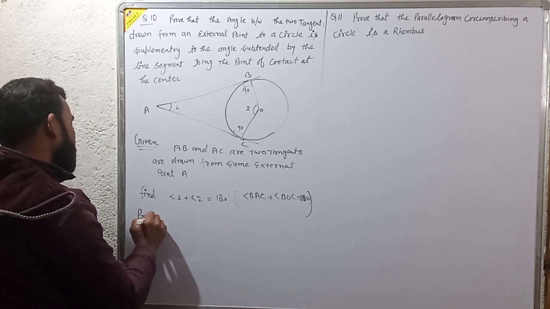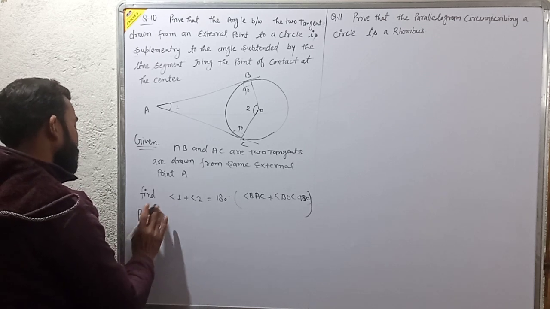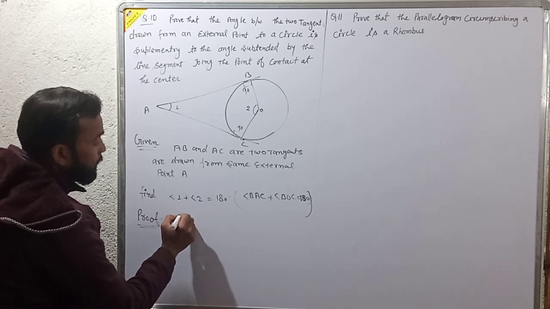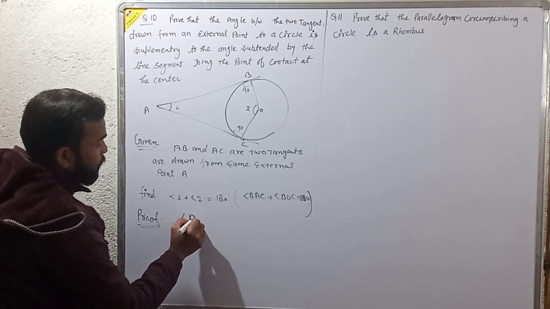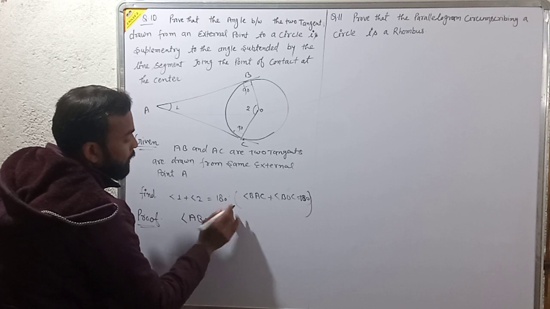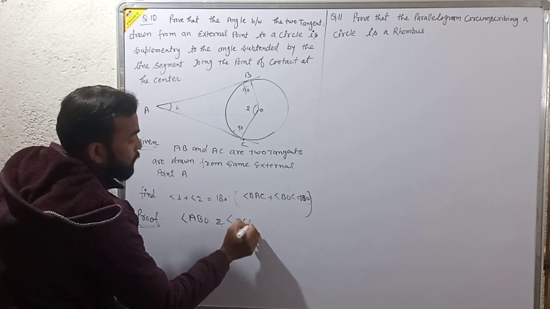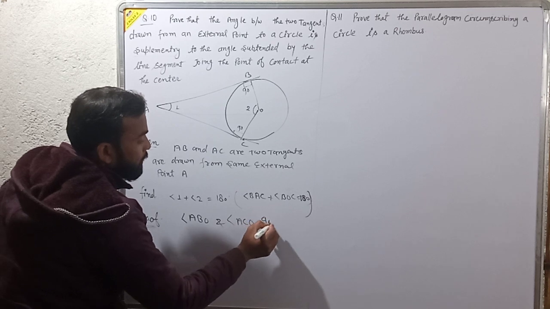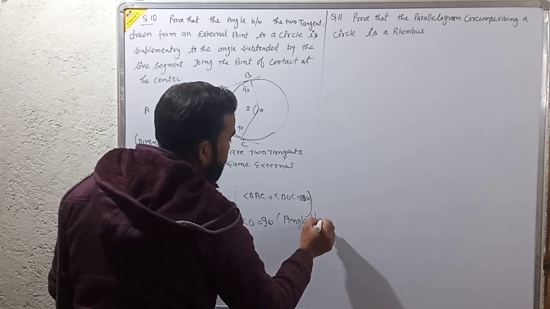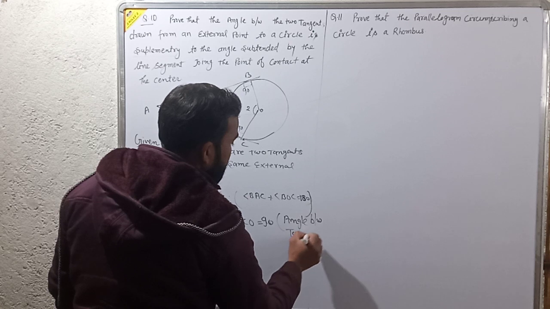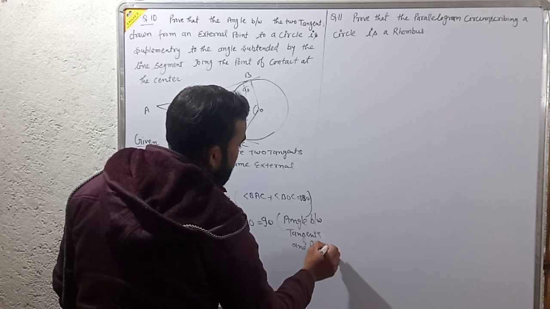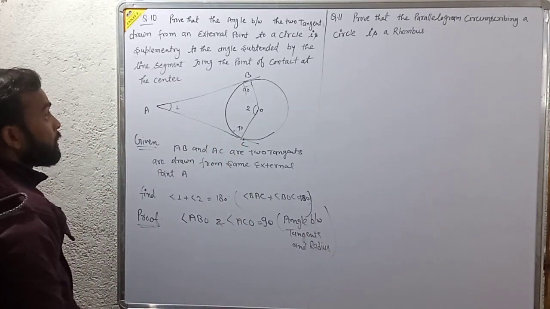Proof. Angle ABO and angle ACO are equal to 90 degrees because the angle between tangent and radius is 90 degrees. Clear?